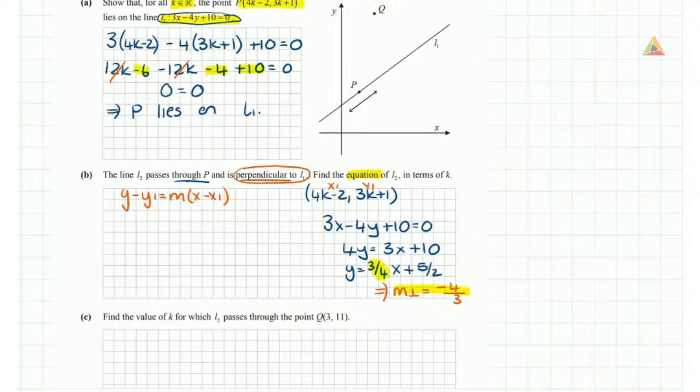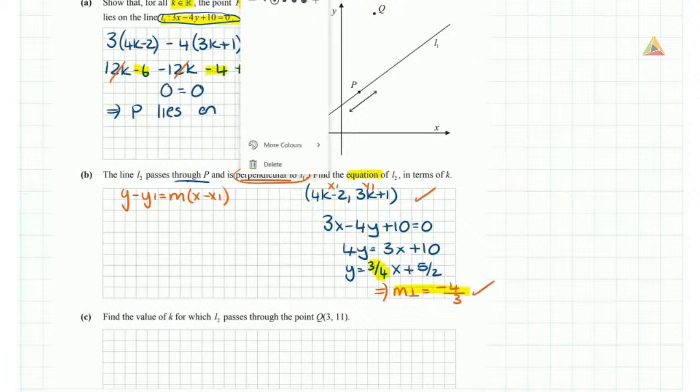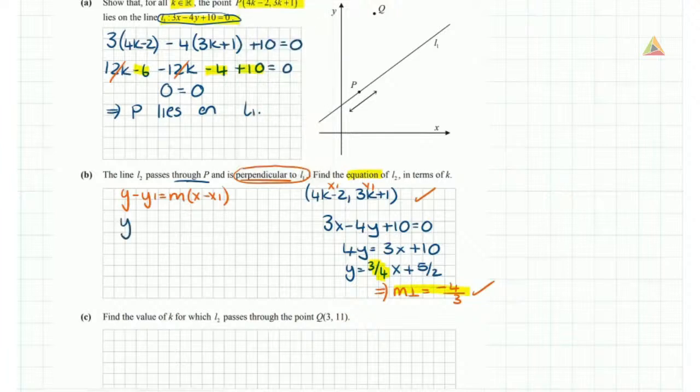And now we're good to go. We have our point, we have our slope, and we're just going to sub into our equation of a line formula. So that's going to be y minus, be careful, put that 3k plus 1 in brackets because the minus comes before it, equals minus 4 over 3, bracket x minus, and again 4k minus 2 in brackets because of that minus before it.